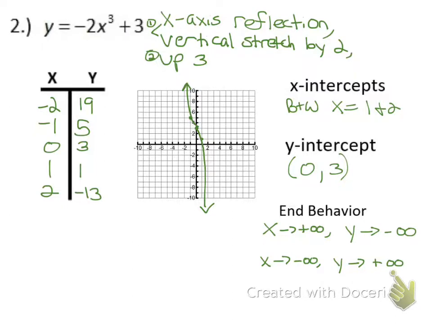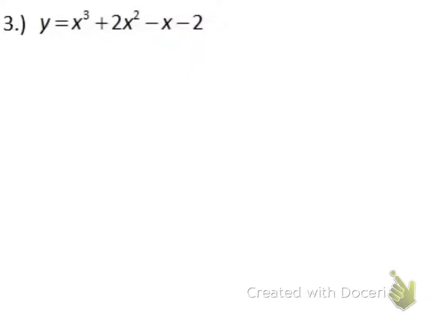So example number 3 here is not in transformed form. This is what's called standard form, where we have all of our parentheses multiplied out. We are in what's called descending order, where the degrees on the variables go from largest to smallest. So we have x cubed, x squared, x, and then a constant.